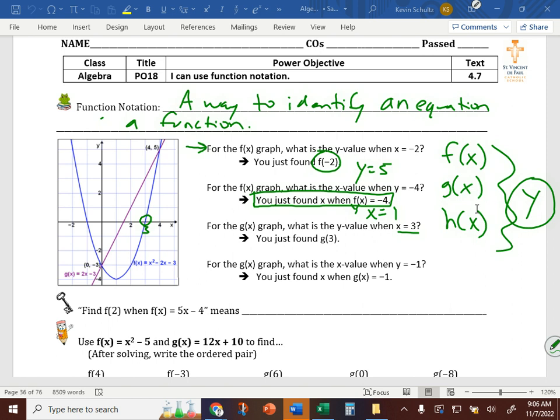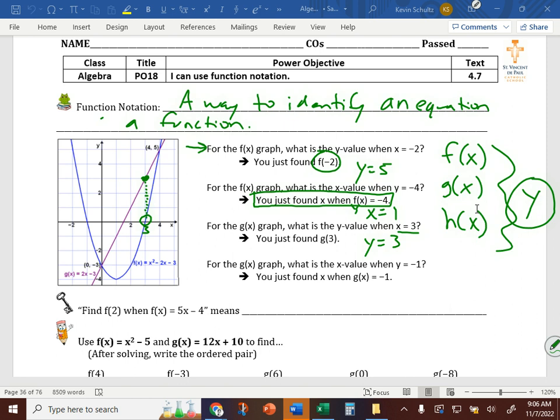Right, you were looking at f of x, right? For g of x, we have to follow this up to where that ordered pair touches our g of x graph, and the y value is 3. Okay? And in function notation speak, what you just found is g of 3. G of 3 means you're plugging 3 in for x, solving for y, and that's what we just did.